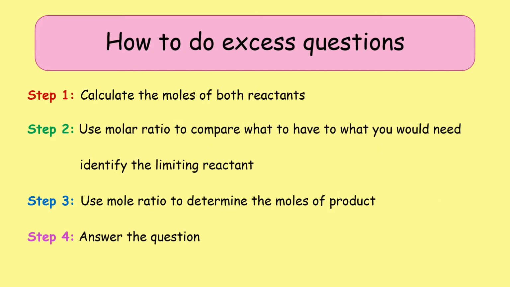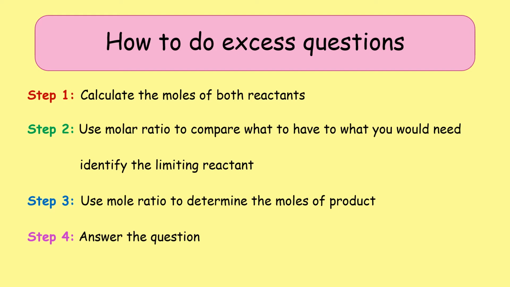Now, how we do excess questions is going to be a four-step process. You're always going to be given enough information to work out the moles of both reactants. That's how you can identify it's an excess question, and that is your first step, work out moles. Second step is you're going to use the mole ratio to compare the number of moles that you have of each chemical to what you would need. And from that, you'll be able to identify the limiting reactant and the excess reactant.